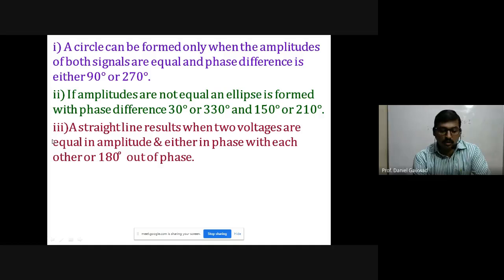Now the next, the third one: a straight line results when two voltages are equal in amplitude and either in phase with each other or 180 degrees out of phase. Check carefully: a straight line results when two voltages are equal in amplitude and either in phase with each other or out of phase with each other.